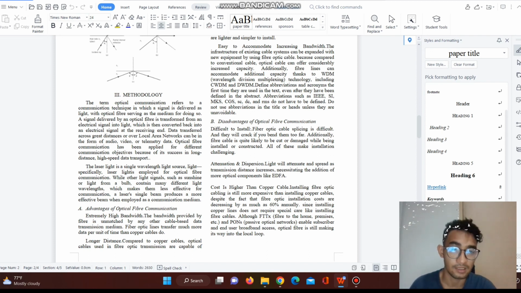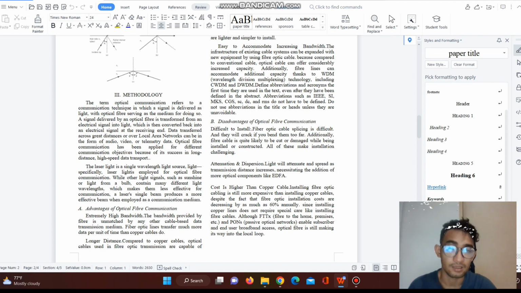Secondly, there is attenuation and dispersion. Light will attenuate and spread as the transmission distance increases, so they necessitate the addition of more optical components like EDFA.